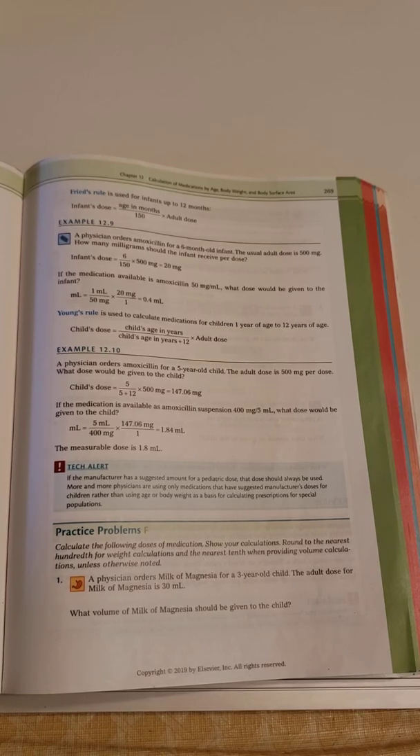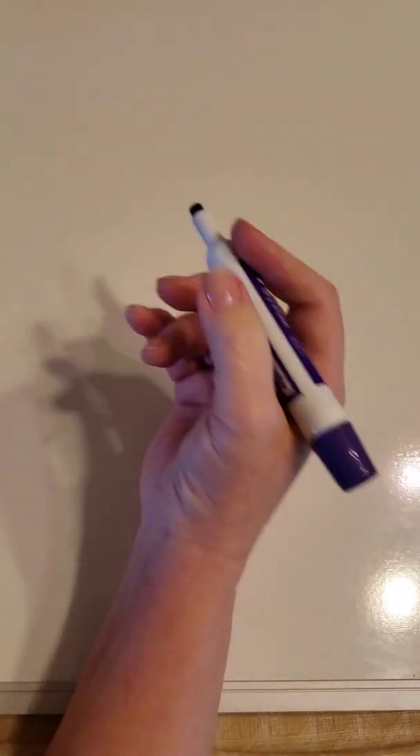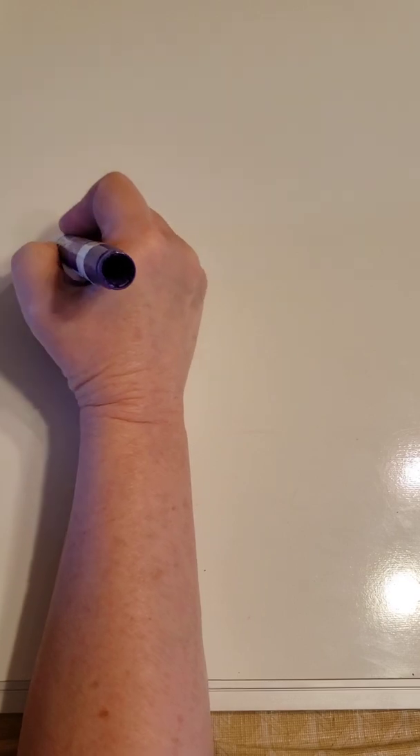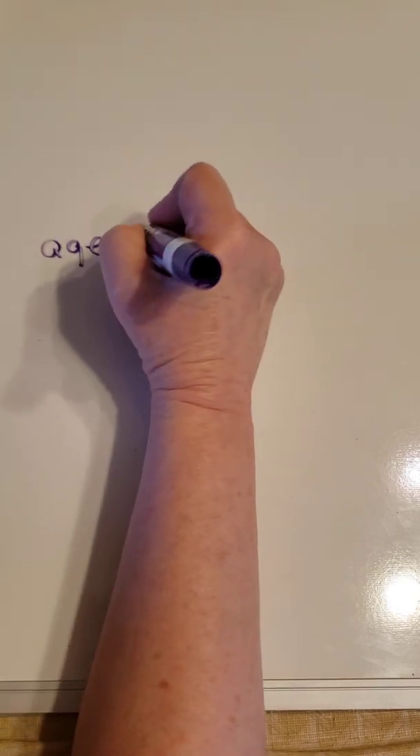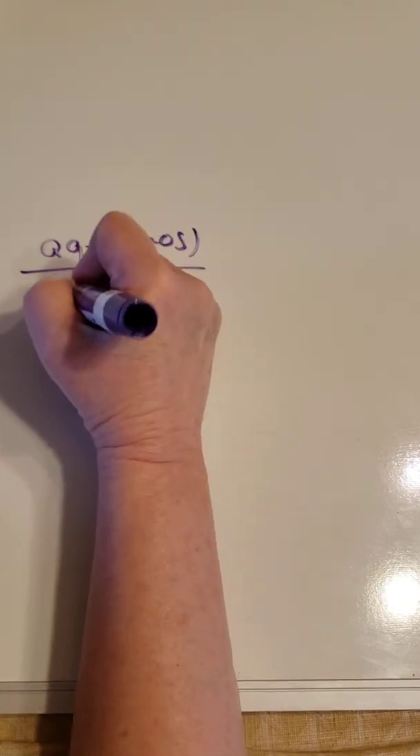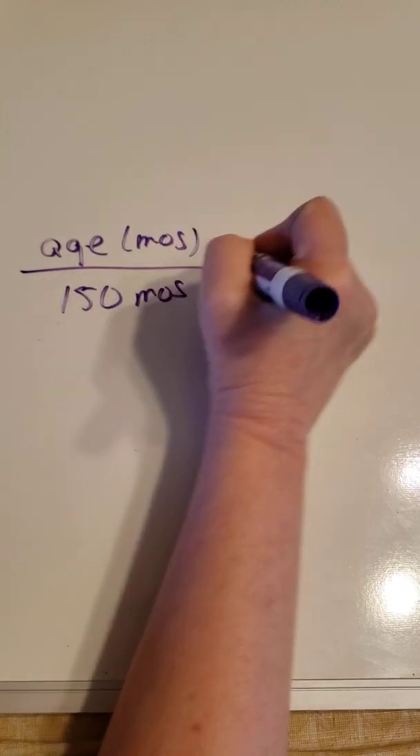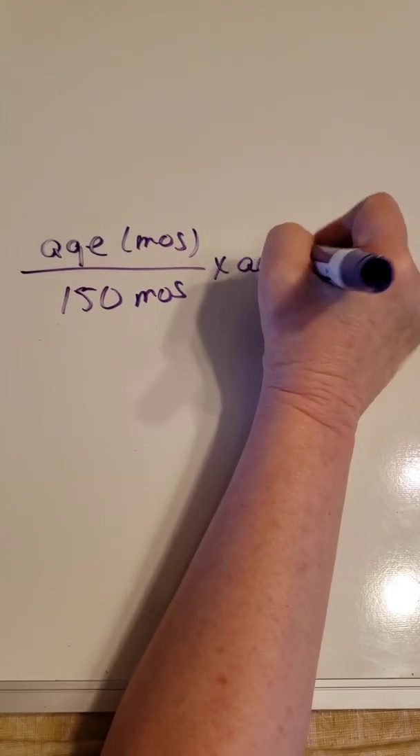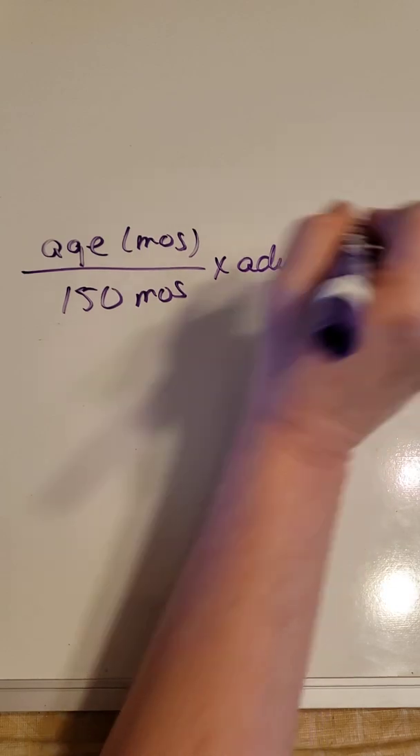Page 269 in your book shows us Freed's rule. Freed's rule is used for infants up to 12 months old. Basically, the infant's dose is going to equal their age in months divided by 150 months times the adult dose. Age in months divided by 150 months times the adult dose. And that will give us the child's dose.